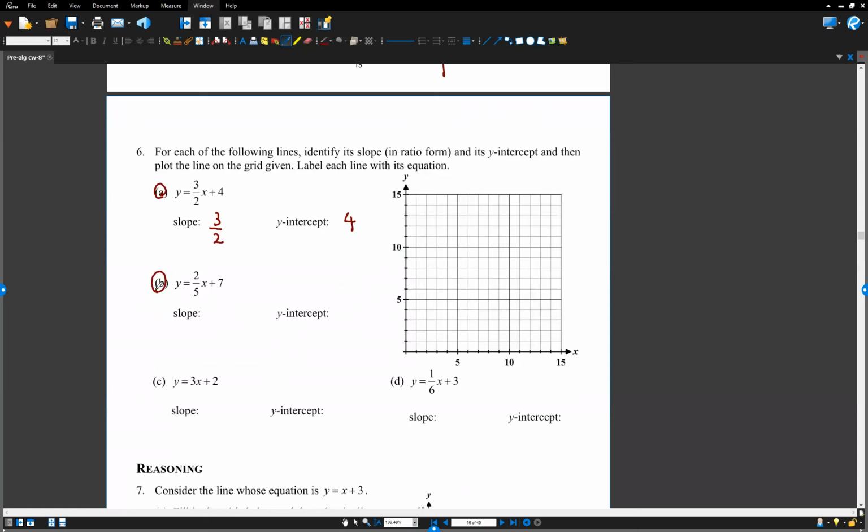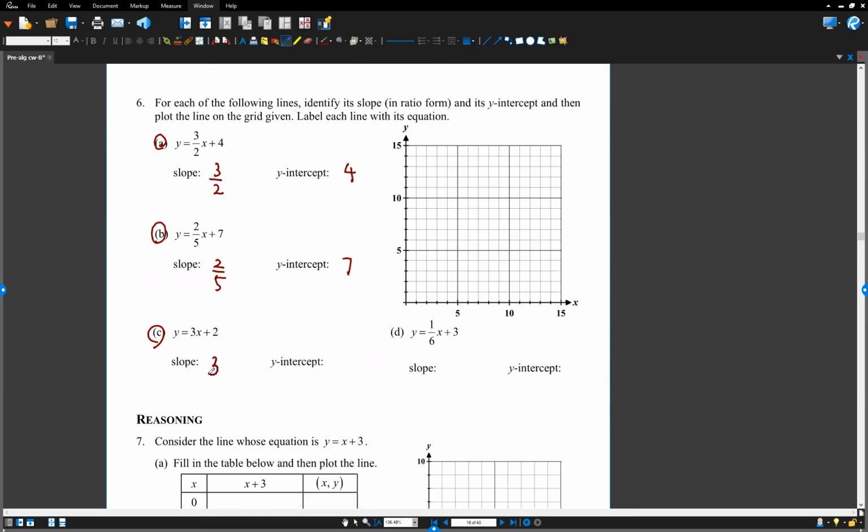And the second one, what is the slope? Anybody know this? Victoria? 2/5. What is the y-intercept? 7. That's right. And Louis, what is the slope of number C? 3. Excellent. And what's the y-intercept? 2. Yep. Last one, who's going to do this one? Brianna? 1/6. Excellent. And the y-intercept? 3. Excellent.